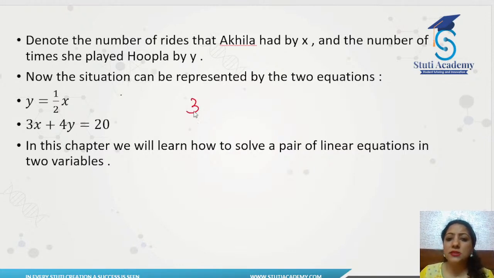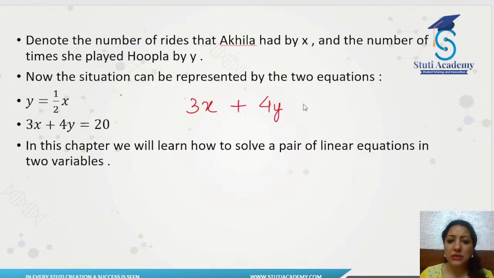So if 3 rupees is the cost for the ride and she enjoys the ride x times, she is going to pay 3x rupees. In the same way, 4 rupees is the cost for hoopla and she enjoys the game y number of times, so she is going to pay 4y.